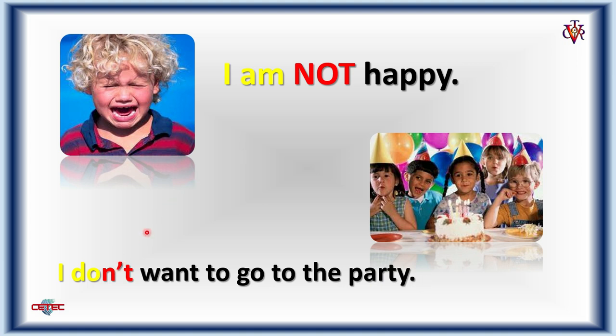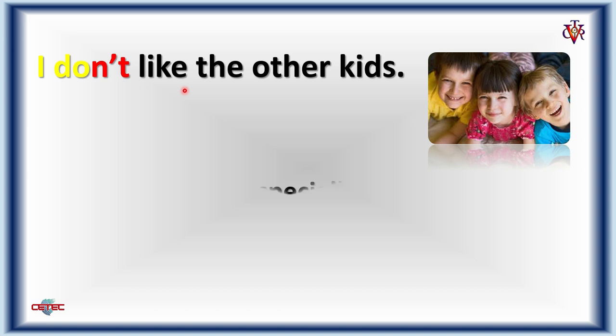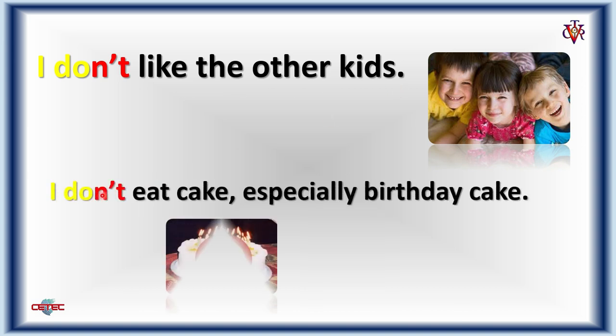Here the person doesn't accept to go. I don't like the other kids. I don't eat cake, especially birthday cake. Here the subject I, auxiliary do not or don't, verb like, complement the other kids. I don't eat cake. Subject I, don't, verb eat.